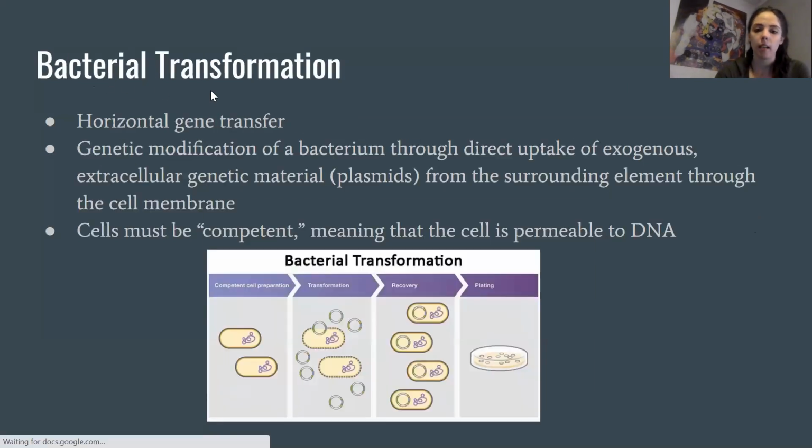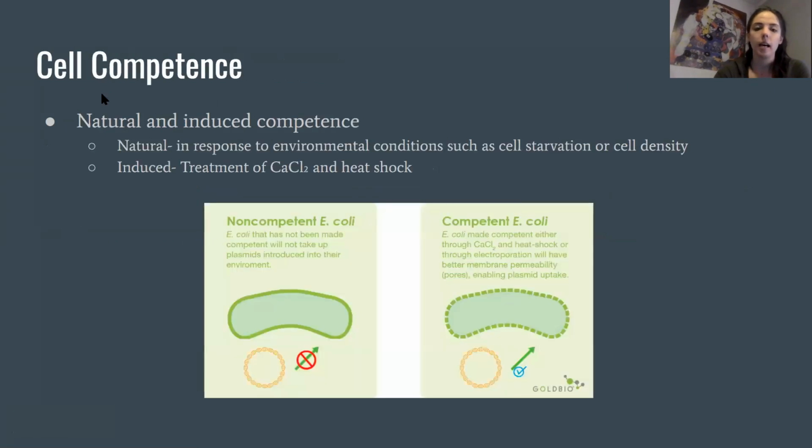Cell competence. So again, in reference here to the cell must be competent. This confused me when I was first learning this material because I thought it just meant that the cells were living, but it means that they have a permeable membrane. So this can be natural or induced competence. In natural cases, it's going to be in direct response to environmental conditions such as cell starvation or cell density. Induced, so in our case, we would have induced cell competence in order for it to take up the plasmids that we were introducing to it. So this is going to be through the treatment of calcium chloride and a heat shock.